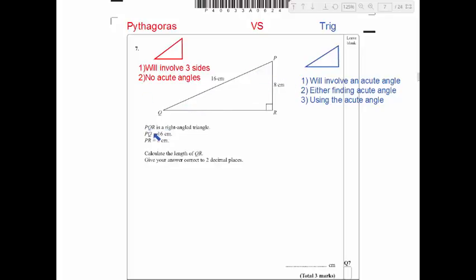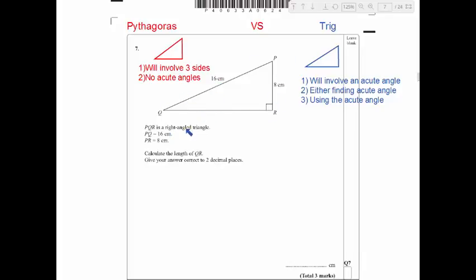Okay, in our question we're told that PQR is a right angle triangle. PQ is 16 centimeters and PR is 8 centimeters. Now quite often this little bit of information down here will just tell you what you can already see in the actual diagram itself. True, we can see that this is a right angle, and we also can see that PR is 8 centimeters and PQ is 16 centimeters. It just duplicates what you can already see visually.